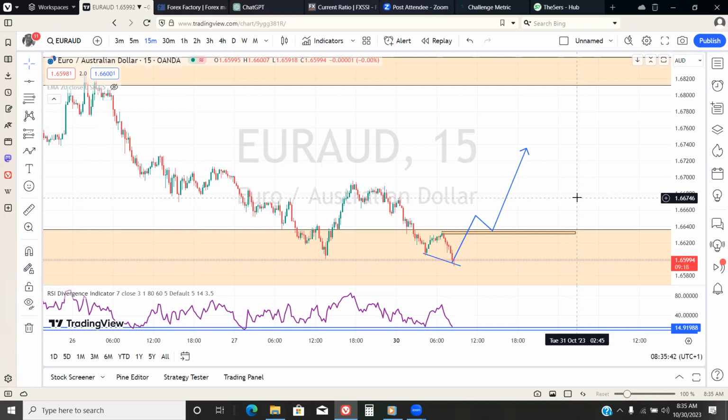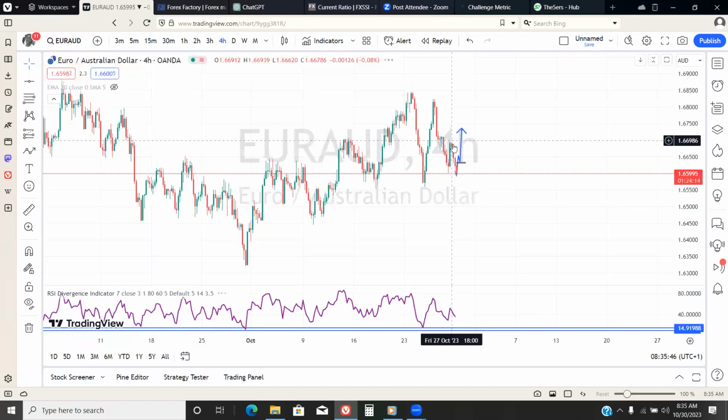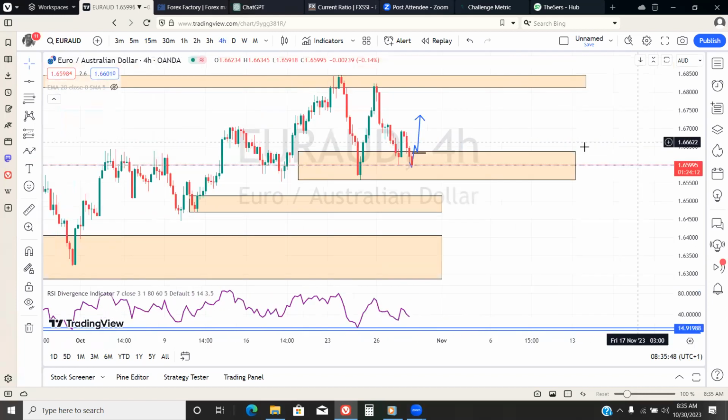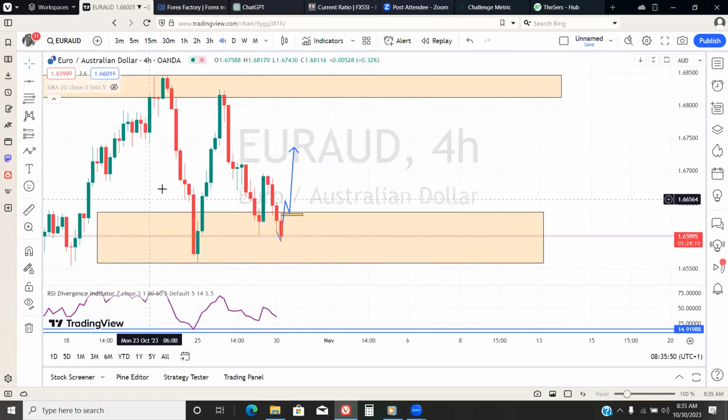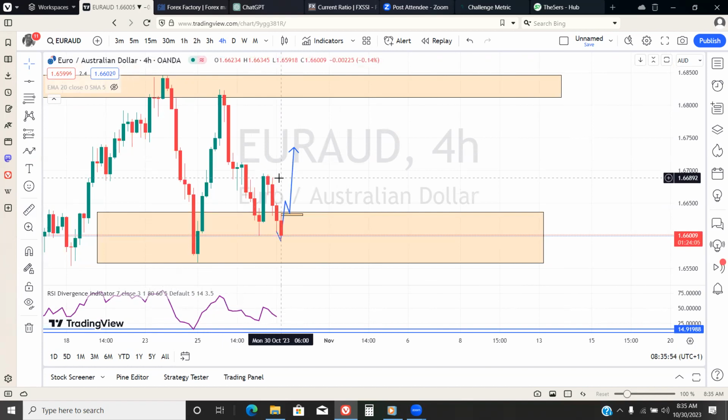So on Euro AUD this week, I'll be looking for a buy opportunity. If I'm looking for a buy opportunity, my first TP will be at the price of 1.6680. Then the second TP will be at the price of 1.6800. Those are the two TPs I'll be giving to us this week. Look for your buy opportunity and enjoy your trade.